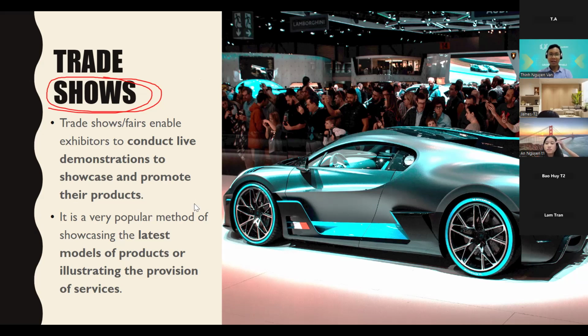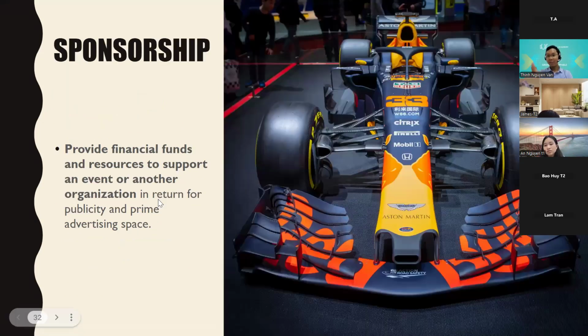Okay, next, sponsorship. This one is very popular, especially in football. You see a lot of brands on the uniforms of football players, and on the shoes, or maybe on the banners running around the stadium. So that's what we call sponsorship.